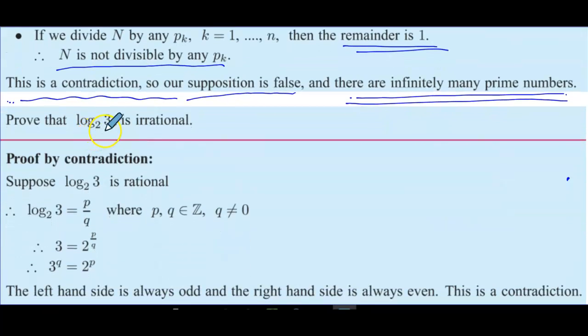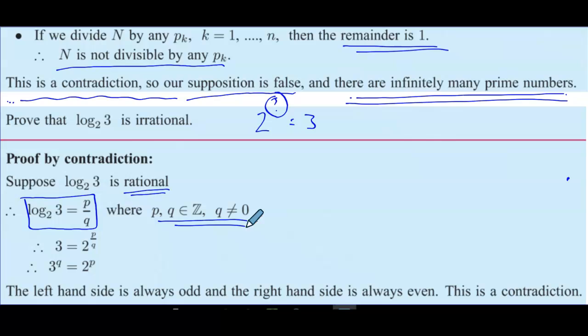Prove the log base 2 of 3 is irrational. 2 to some number equals 3. Remember, 2 to something equals 3. We're saying that this number is irrational. So what's the contradiction? Let's say it's rational. Well, that means this is true. It has to be true if it's rational. And look, they restate what a rational number is. I don't think you really need to do that.